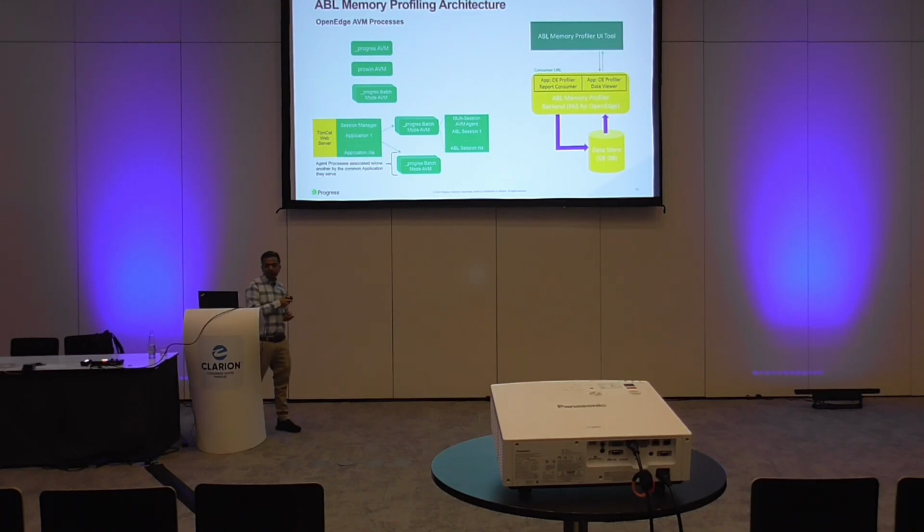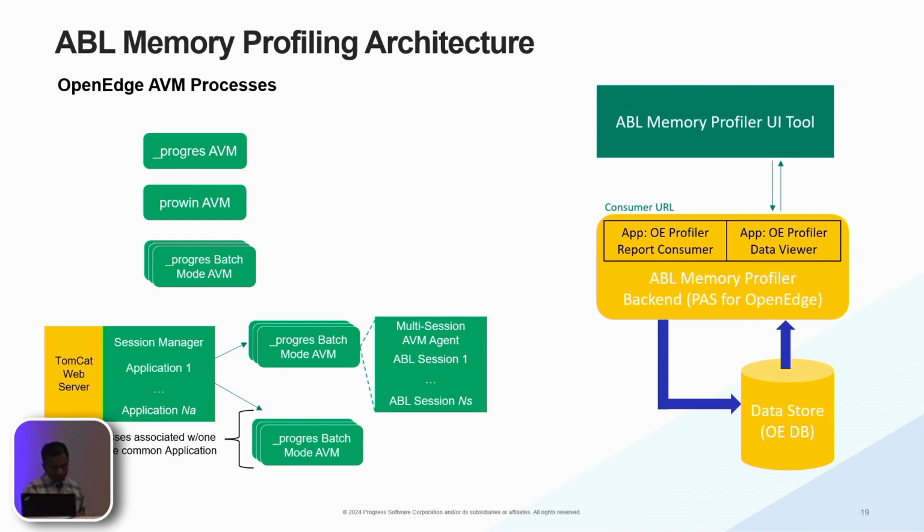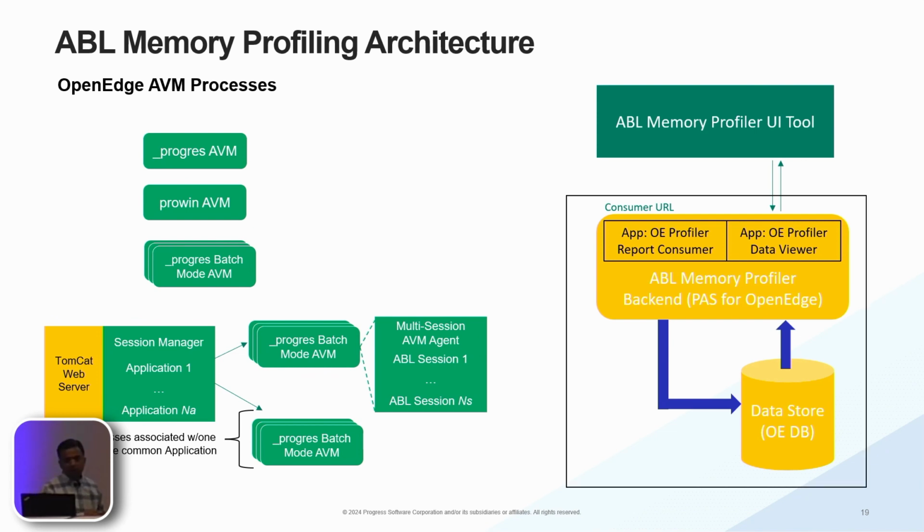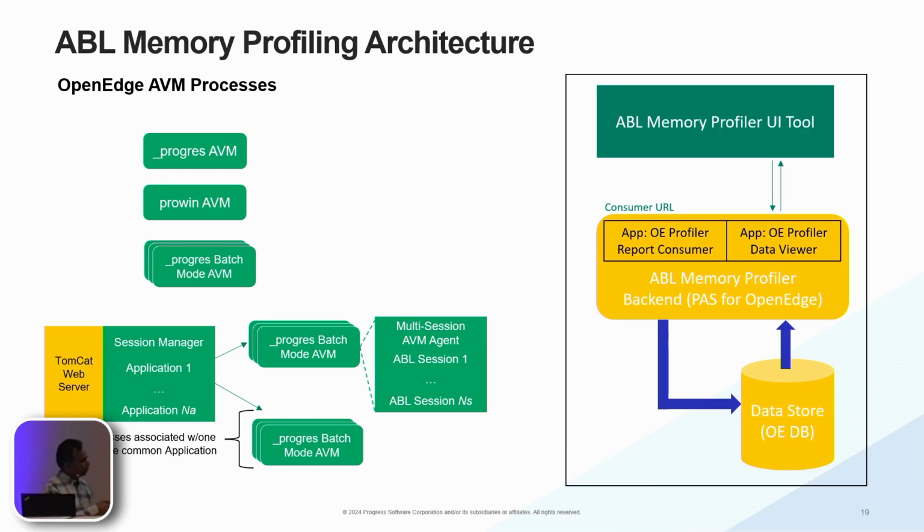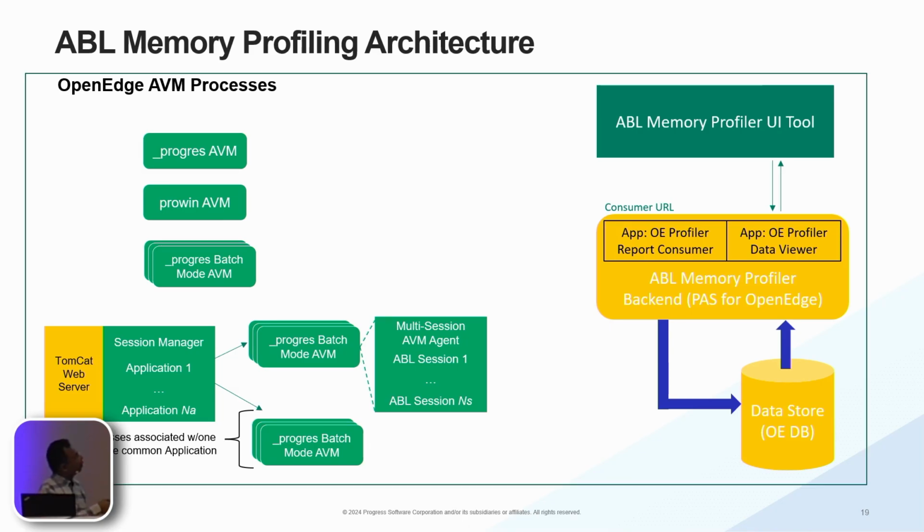Now, the back end is nothing but the PASOE application, which is running on top of the OpenEdge database. You could have this back end running on a separate machine. So all these 3 pieces could run on separate machines. Or you could have this profiler tool running on one machine, and your application on a separate machine. Or all 3 could run on the same machine. So these are the various configurations that this tool provides.